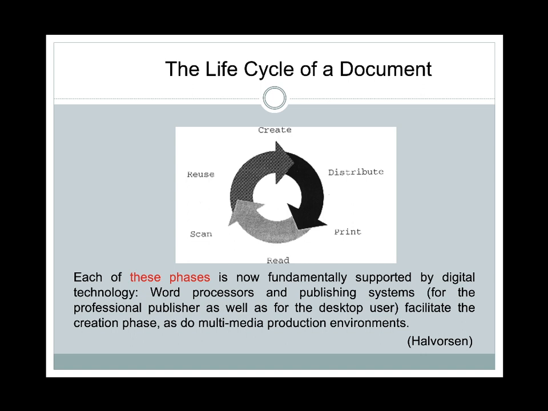So the life cycle of a document is rotating and iterative. It's cyclical. It starts with the creation, and then the information or the document will be distributed. Then the information to be distributed goes through the printing process. Then those printed documents will be read, and some of the documents will be scanned, photocopied, and reproduced to be distributed to a massive volume of people, and then reused. And again, another document will be created, and the cycle goes again and again.